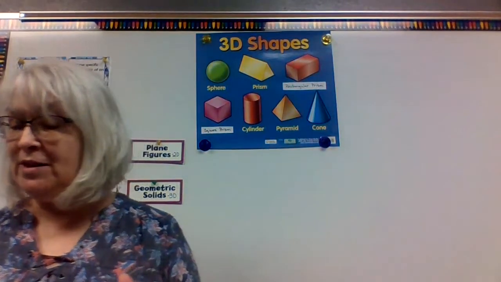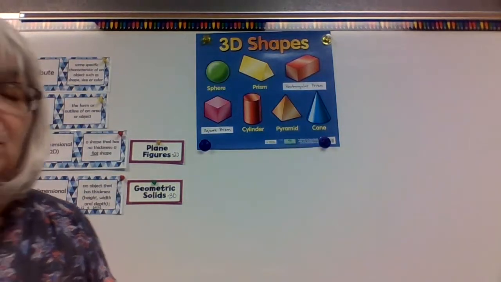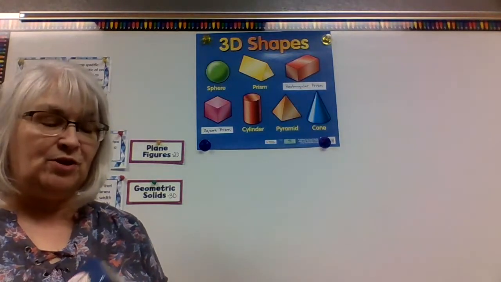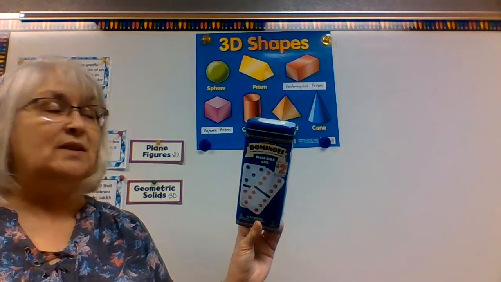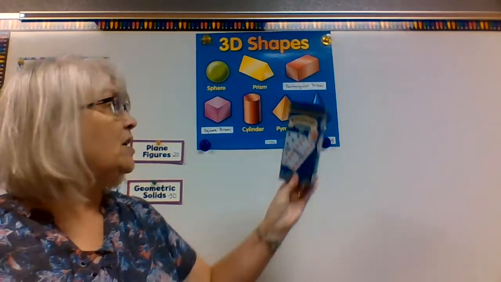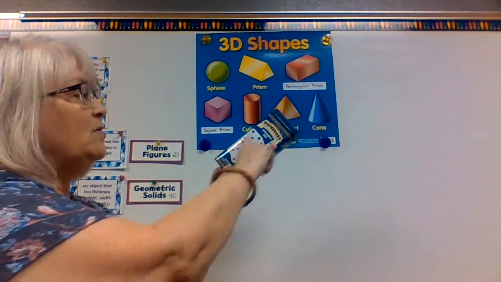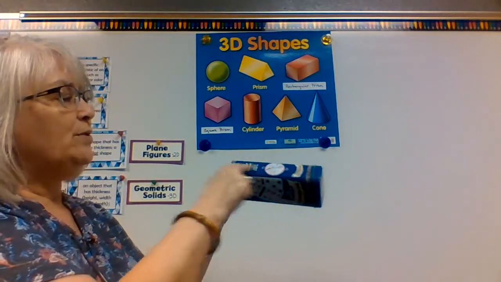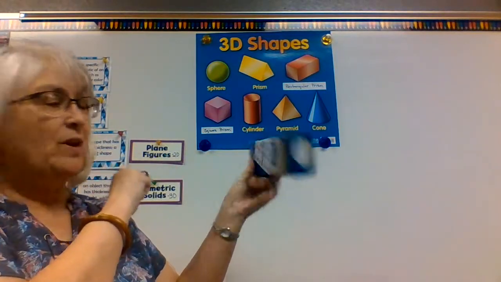There are a lot of these that you can find in your home. Rectangular prisms come in all different kinds of shapes. This little domino box, I think I said triangular, would be a rectangular prism because it's rectangles. All the faces are the shape of a rectangle, right?